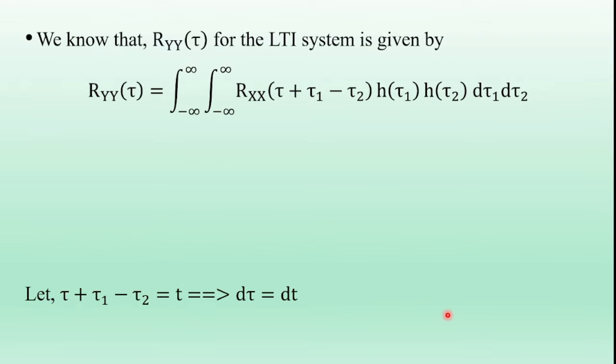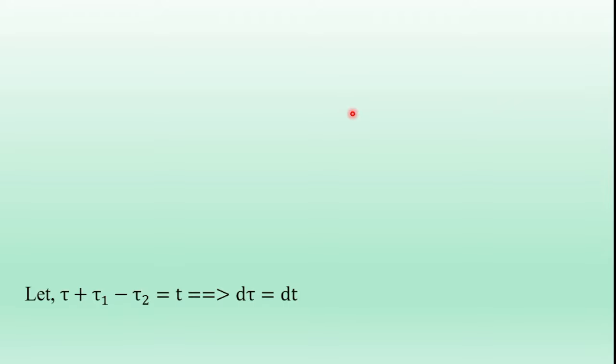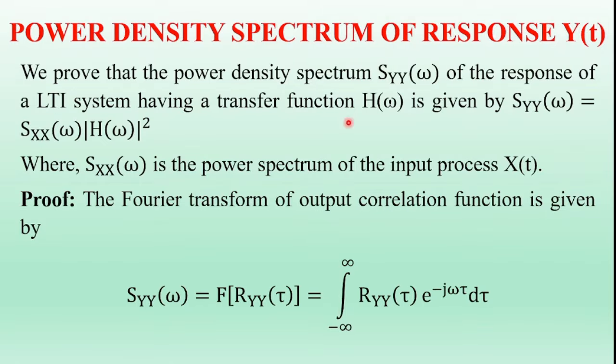We know the autocorrelation function of the random process y of t for the linear time invariant system, already explained in my previous video. That is, RYY of tau equals the double integral from minus infinity to infinity of Rxx of tau plus tau 1 minus tau 2 into h of tau 1 h of tau 2 d tau 1 d tau 2. This expression was already derived in my previous video. Now substitute this RYY of tau value into the above expression.